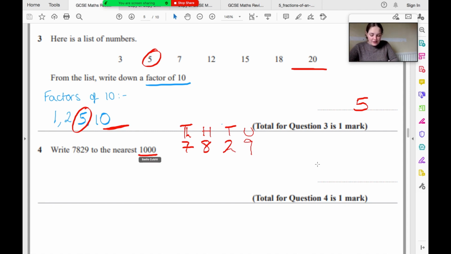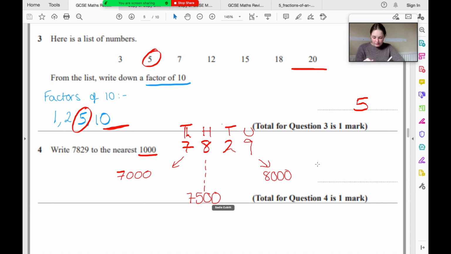So if I've got 7,000, I need to know if it's going to be closer to 7,000 or 8,000. So right in between those two numbers is 7,500, and the number we have here in front of us is 7,829, which we could possibly say is round about there. So we know it's closer to 8,000, so our answer would be 8,000.